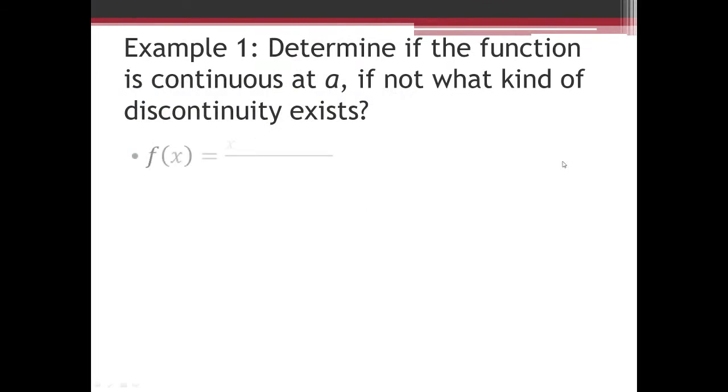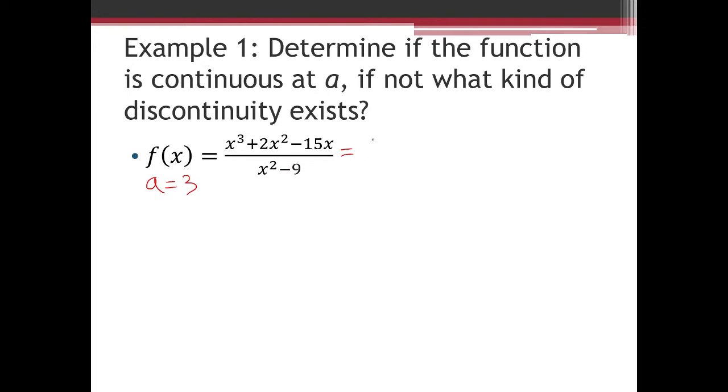Okay, so determine if the function is continuous at a. If not, what kind of discontinuity exists for this function? And I forgot to mention what a is. Let's say for this function, a is equal to 3. If I put a equals 3 in there, I'm going to get a division by 0, so obviously I can't do that. But let's see what we can do with this function.